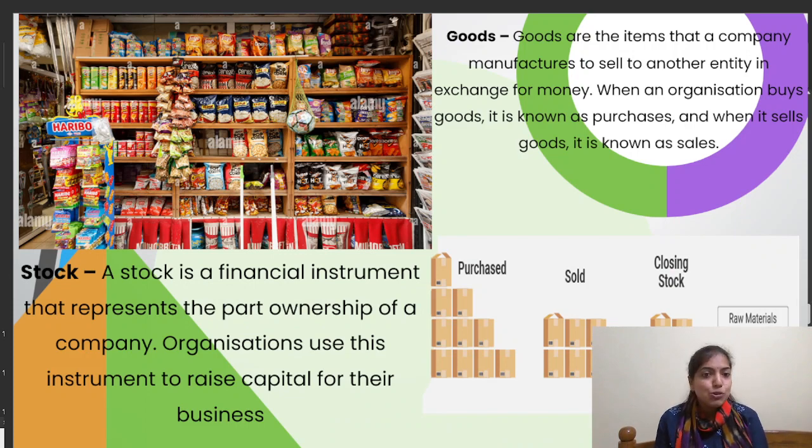Next is goods and stock. If we want to make these sales and purchases, what are we dealing with? We are dealing with goods. Goods are those items that can be manufactured by the company either for selling or for reusing in the next process. And stock is a part of ownership of the business which acts as the company's asset, and this asset can be used by the company for reselling also.